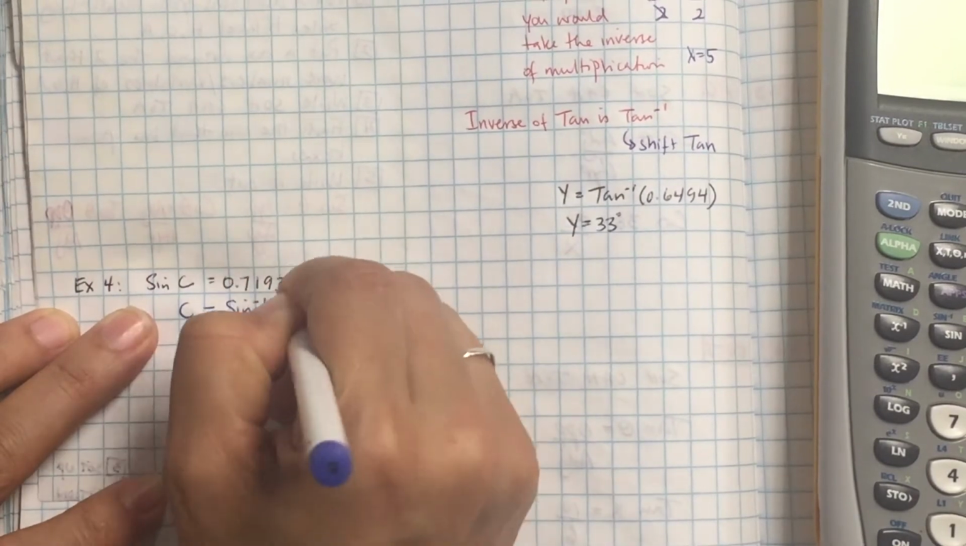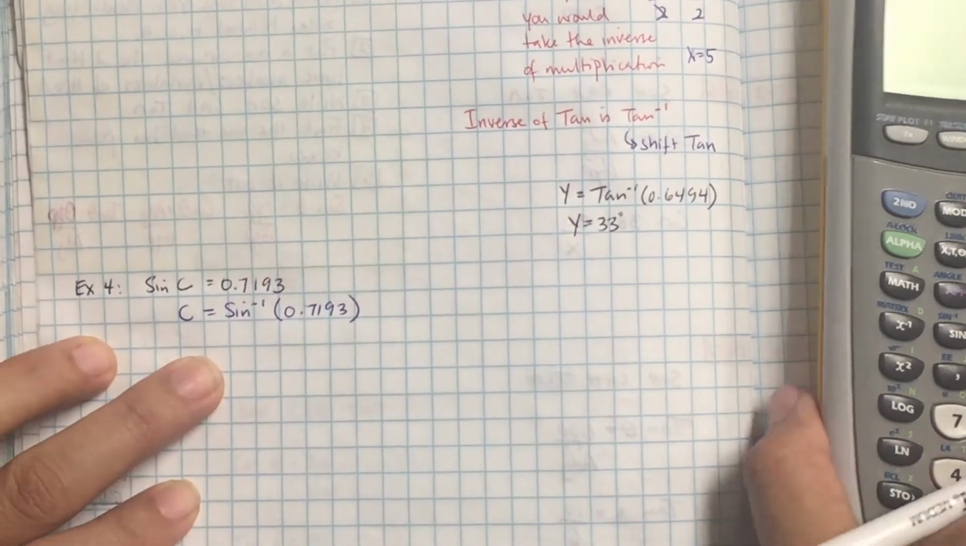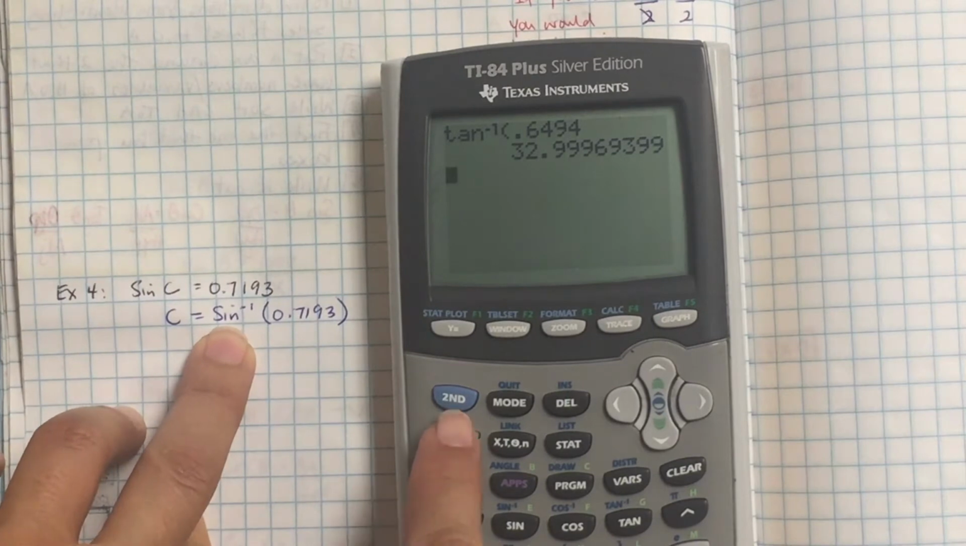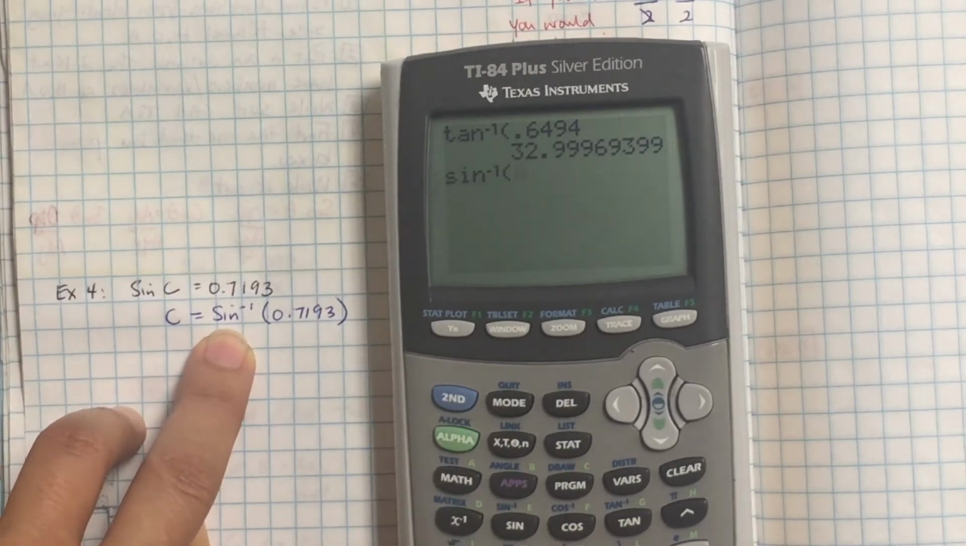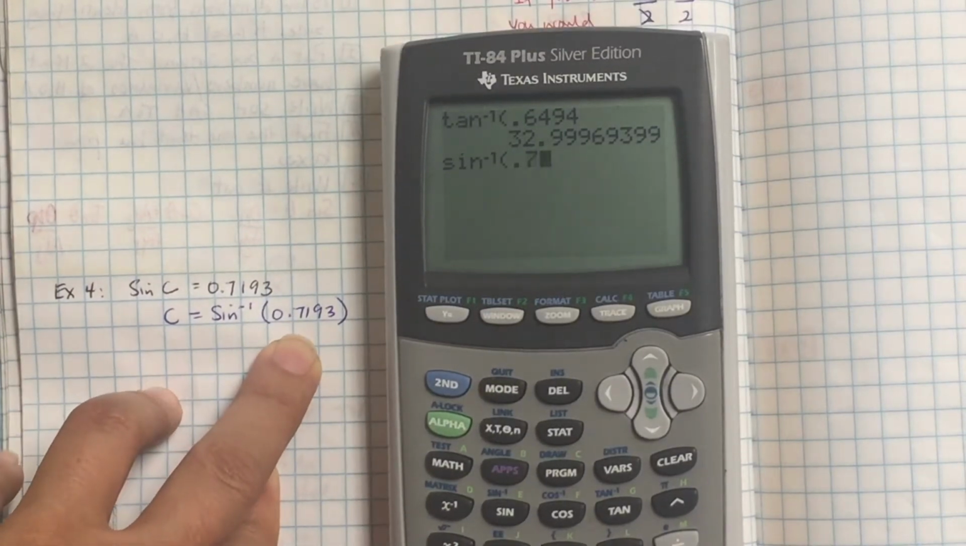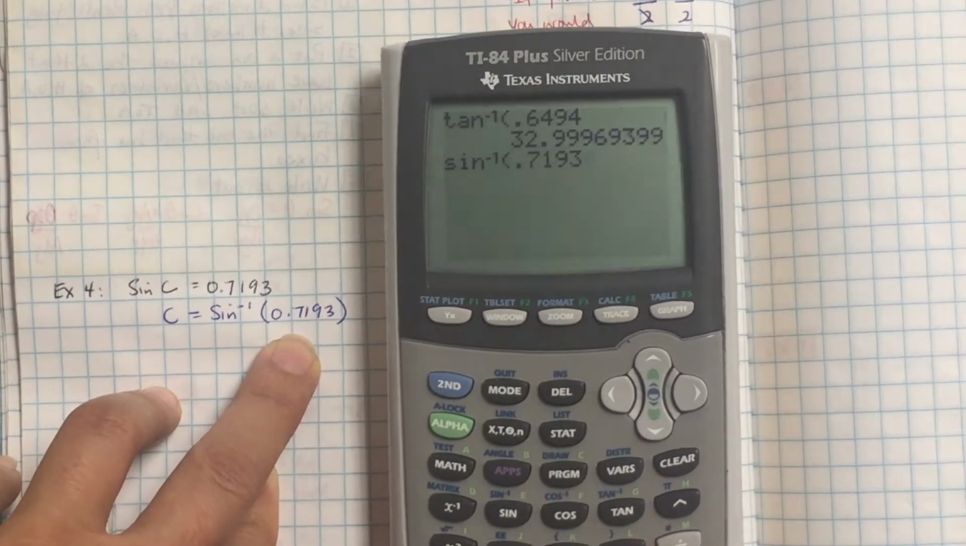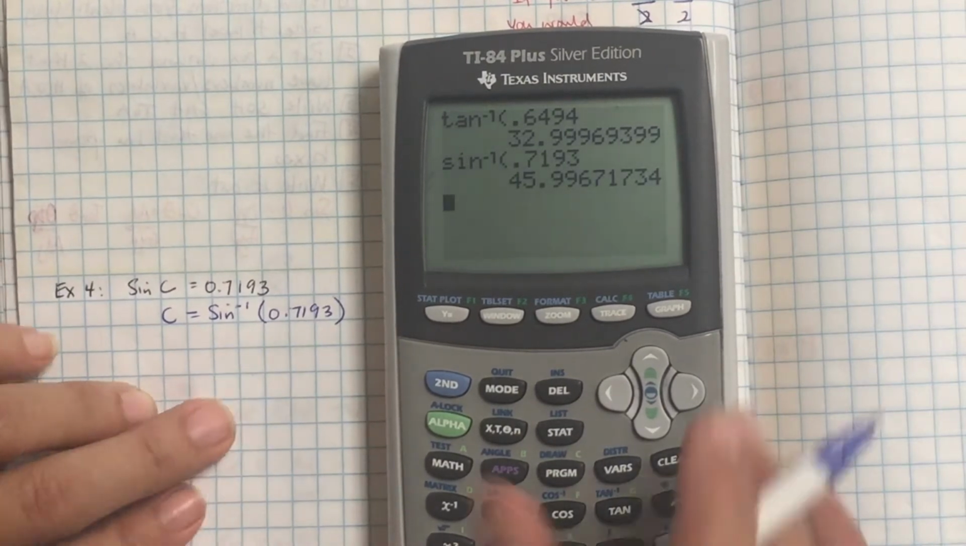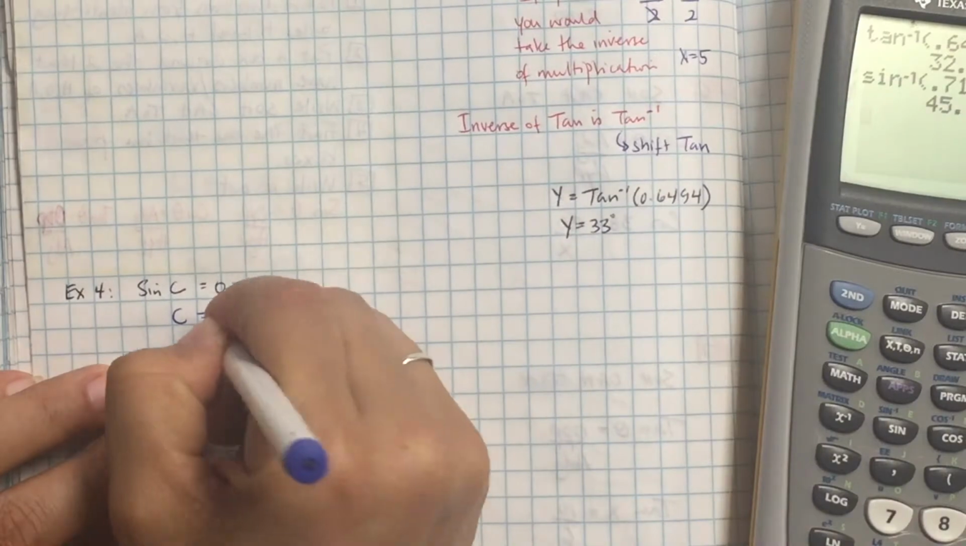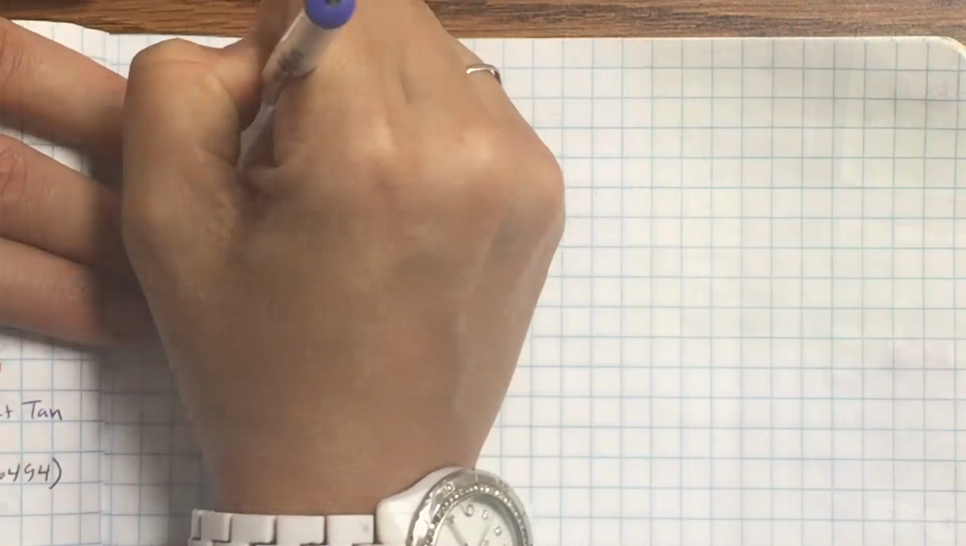So again, sine of c. To isolate c, you take the inverse of sine, because that sine is the one that's bothering it, and you punch in the calculator. So second, then the sine, then that appears, then the number, and so that's equal to about 46 degrees, if we just round it. Okay, so that's how you use a calculator.